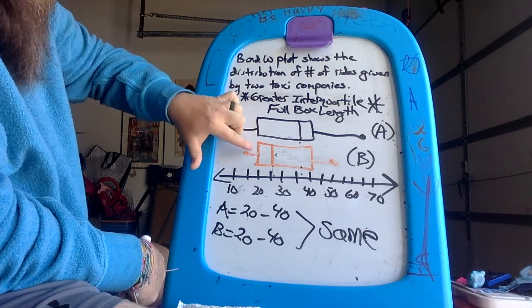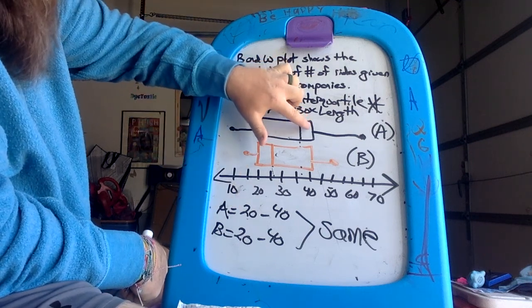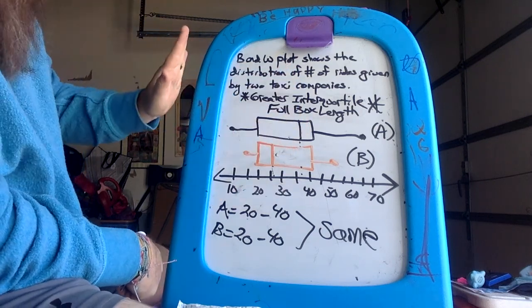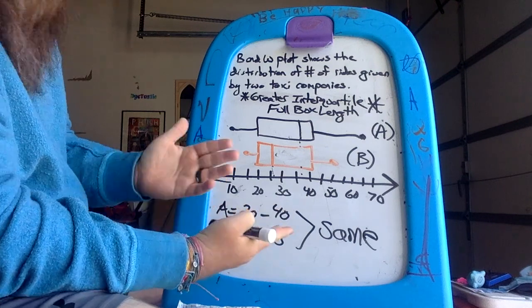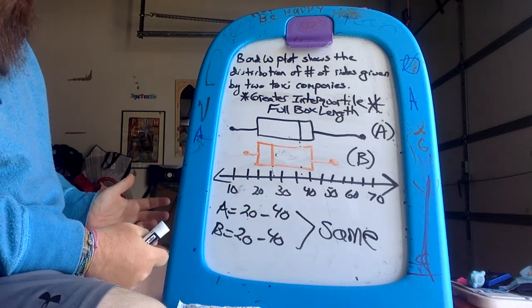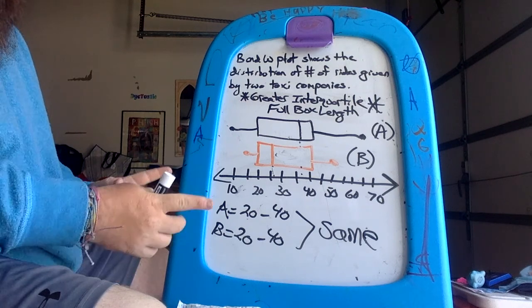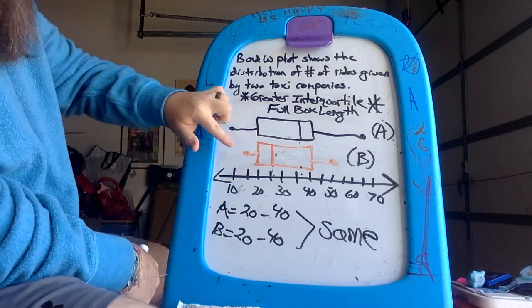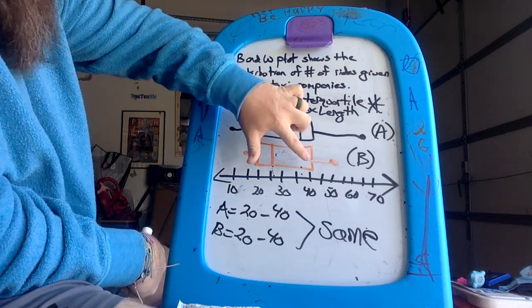So company A, the interquartile starts at 20, and then the end of the quartile ends at 40. That's it. You don't need to put the numbers in the middle. We know that obviously 21, 31, everything is between 20 and 40. You're just telling me what the greater interquartile range is of the full box. Okay? Then you're going out to company B, same thing. Starts at 20 rides, goes to 40 rides.